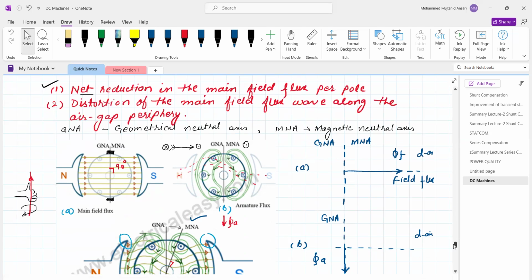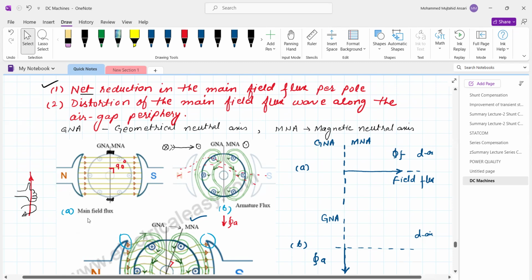it occurs only near maximum load or some appreciable load, because at no load or small load the armature flux is very small, negligible, and it doesn't affect the main magnetic flux. Because of this, the effect of the armature magnetic flux gives a net reduction in the main magnetic flux per pole, and the second effect is the distortion of the main field flux wave along the air gap periphery or along the axis.